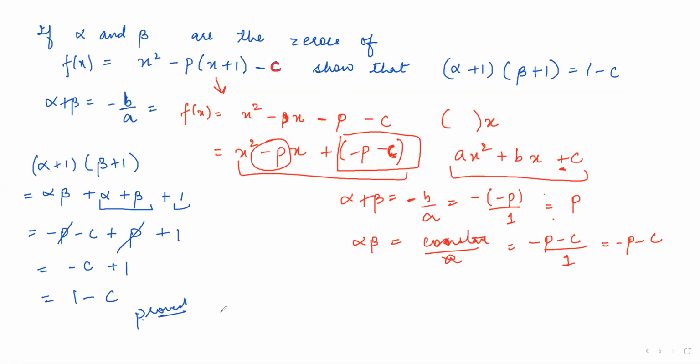How did we get from alpha plus 1, beta plus 1 to alpha beta plus? Okay. I'm opening the bracket here. Let's do it again.